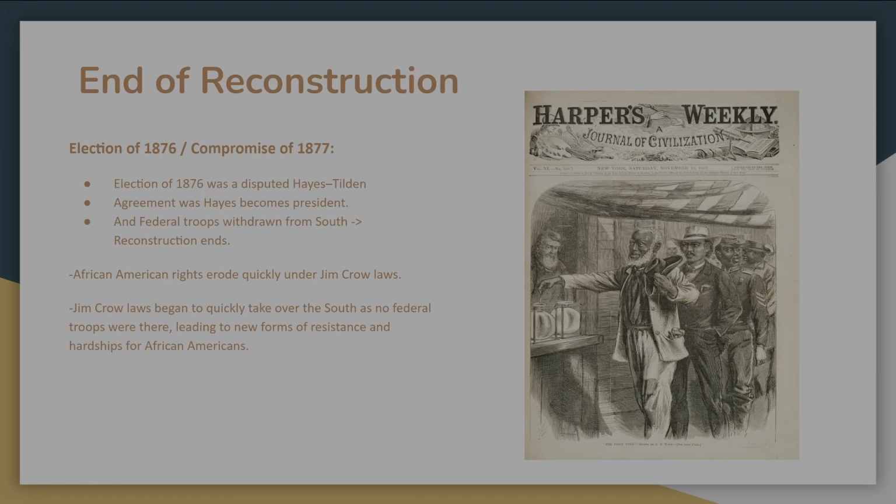The end of Reconstruction happens in the Compromise of 1877. The election of 1876 was very disputed between Hayes and Tilden. The agreement was that Hayes becomes president, but federal troops have to be withdrawn from the South. African American rights eroded very quickly under the Jim Crow laws after this compromise, which began to quickly take over the South as no federal troops were there, leading to new forms of resistance and hardships for African Americans.